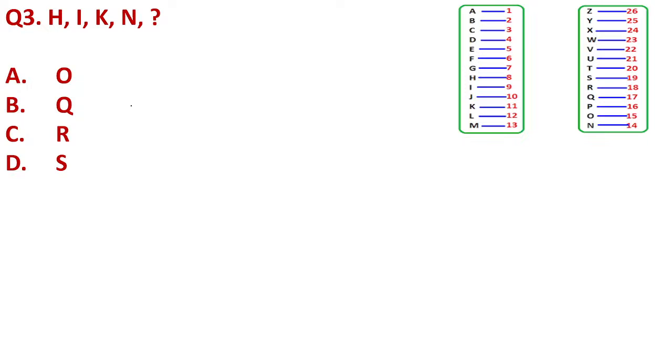Very good. H-I-K-N and the question mark. Very simple question. If you look at the first letter, H and I, in between the first and the second letter there is no gap. That is 0 gap. Between I and K, there is a gap of how many letters? There is a gap of one letter. In between the first two letters there was no gap. In between the second and third letter, there is a gap of one letter, correct?